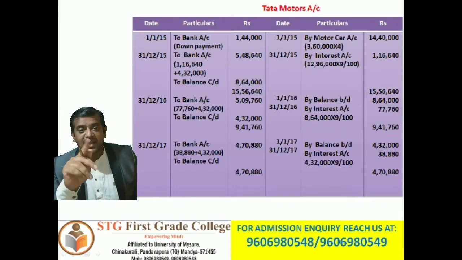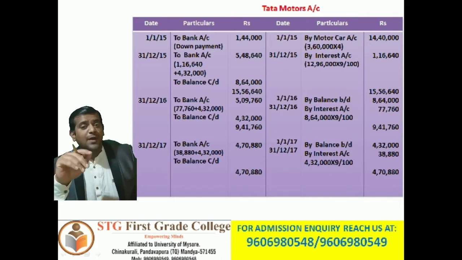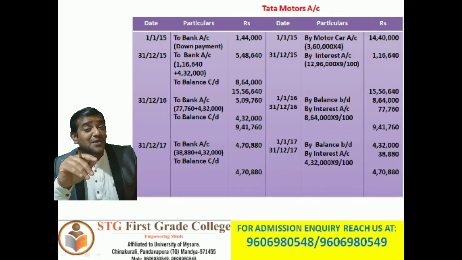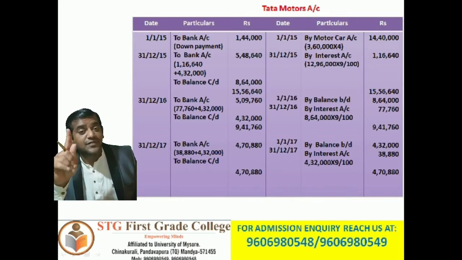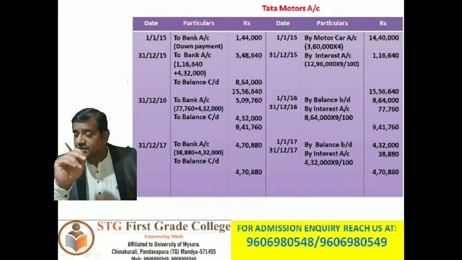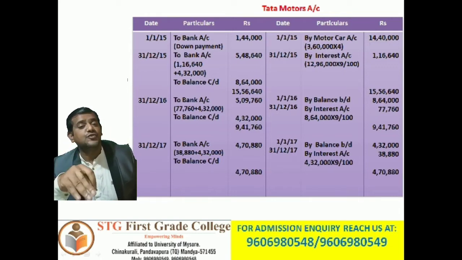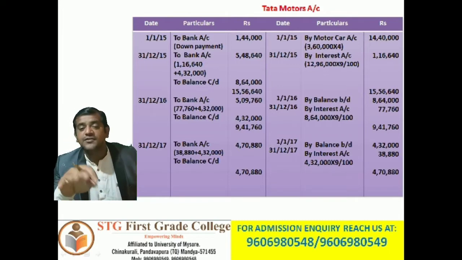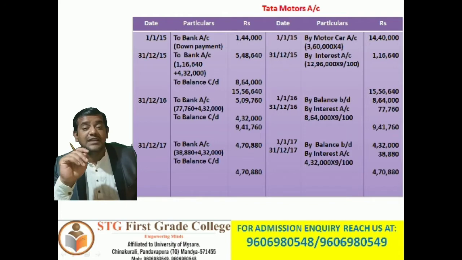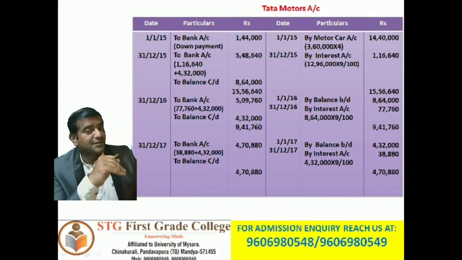So on the debit side, first opening date, that is 1/1/2015, to bank account. What was the down payment we made? 10% of the cash price. Correct? So 14,40,000 into 10 divided by 100, that comes to 1,44,000. So that should be on the debit column. Okay. So now we have to calculate interest. So while calculating interest, we should deduct the down payment from the cash price. Okay. So get back to the credit side now.